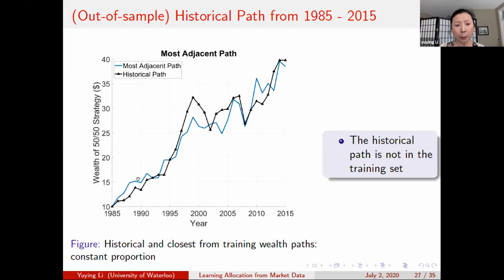And indeed here, we plotted that the black path is the historical path of the wealth corresponding to constant proportion allocation. The blue path would be the closest path in my training set to the historical path. The closest is measured by Euclidean distance at the different time points in the investment horizon. So indeed, the historical path is not in the training set, and this is what the closest path looks like in relation to the historical path, right?